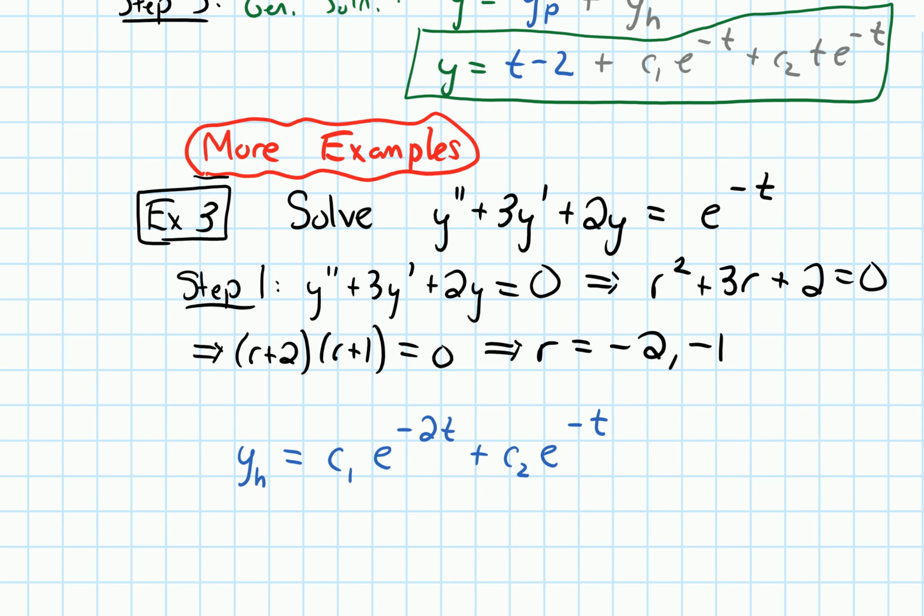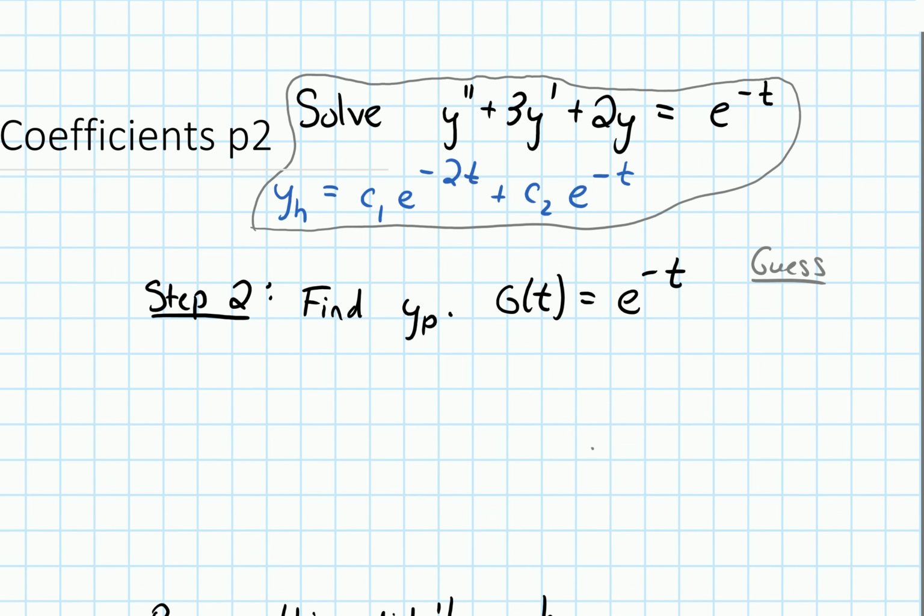Next, let's try to find a particular solution. That is going to be the next step. So step 2 is finding the particular solution to the non-homogeneous equation. The right-hand side, the function g of t in this problem, is e to the negative t. So we want to use that to formulate our guess. This is exponential, so this makes us think that we should let yp also be exponential and of the same form, e to the negative t, but it needs a coefficient in front, so a e to the negative t. Let's try that out.